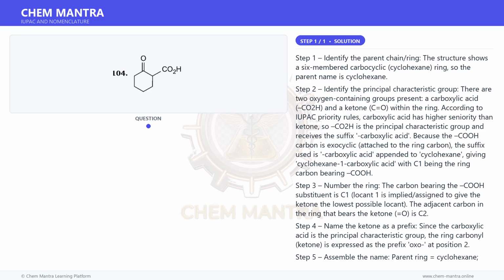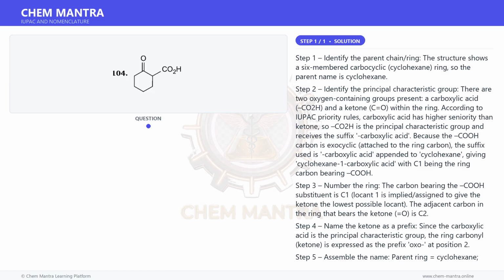Step 4. Name the ketone as a prefix. Since the carboxylic acid is the principal characteristic group, the ring carbonyl, the ketone, is expressed as the prefix oxo at position 2. Step 5. Assemble the name. Parent ring is cyclohexane, principal group suffix is carboxylic acid at C1, prefix for ring ketone is 2-oxo. Full name, 2-oxocyclohexane-1-carboxylic acid.